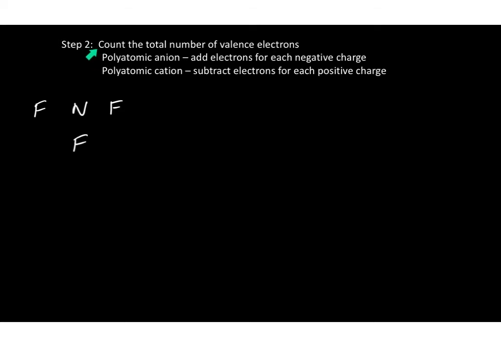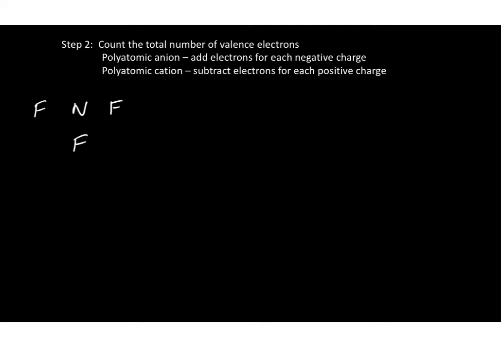You count the valence electrons for each atom. If your species is a polyatomic anion, you would add in electrons for each negative charge, and if you have a polyatomic cation, you subtract electrons for each positive charge on the species. So I'll look at these later. They'll come up in some of the examples we'll look at later. Since it's a neutral molecule, all I have to worry about in our NF3 example is counting the total number of valence electrons. So I'm going to go ahead and do that.